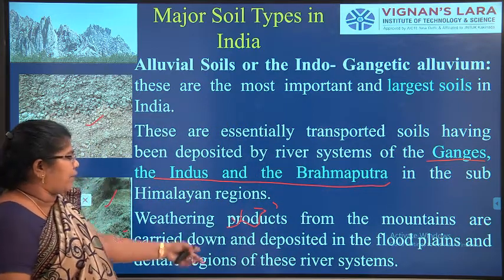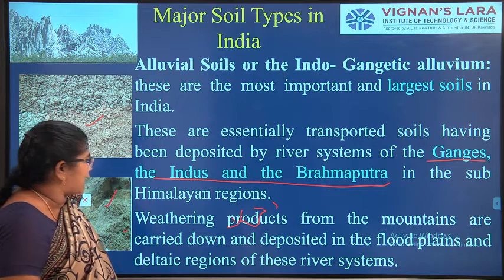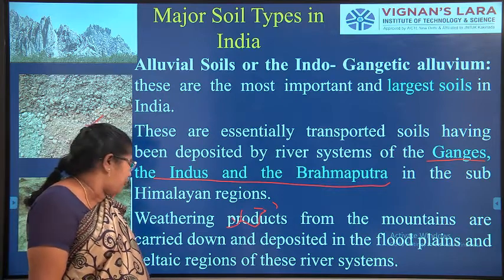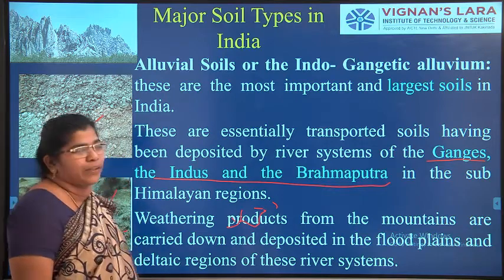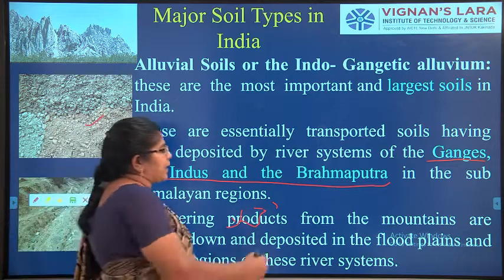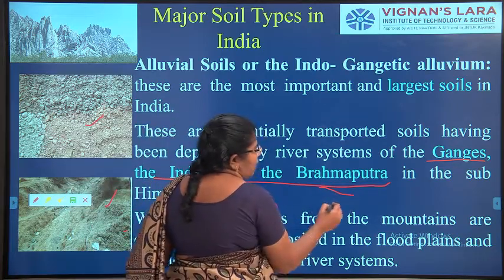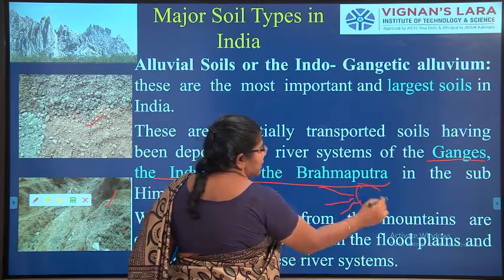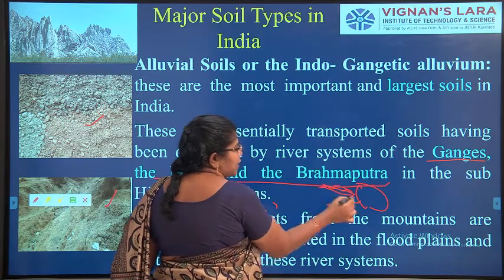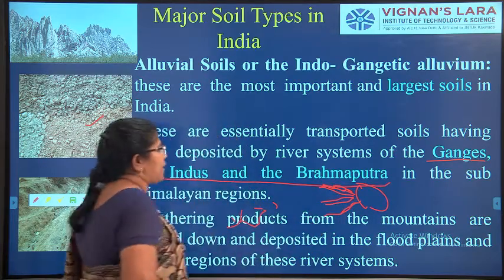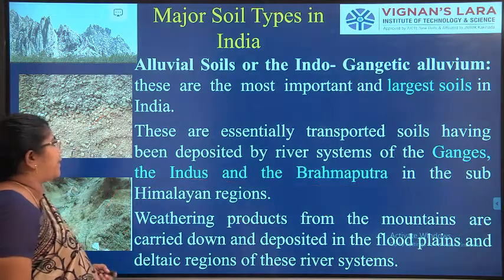The weathering products from the mountains are carried down and deposited in the foot plains and deltaic regions of this system. The delta is there when the rivers drain into the sea. So along these delta regions, we will have this type of soil in plenty.